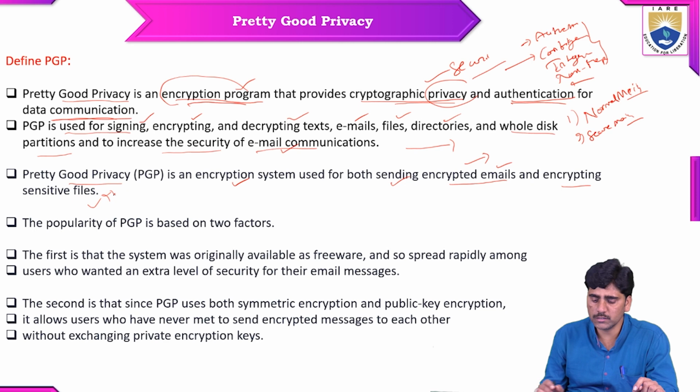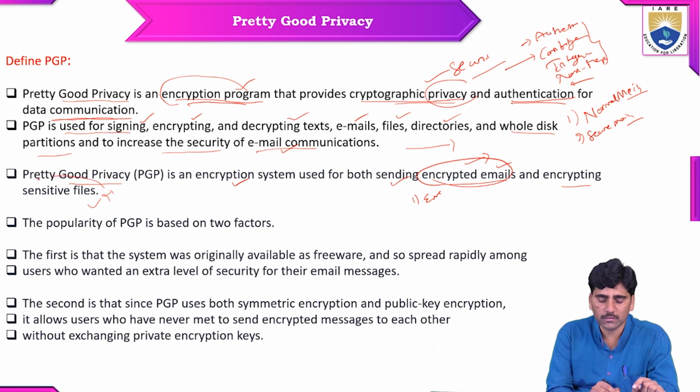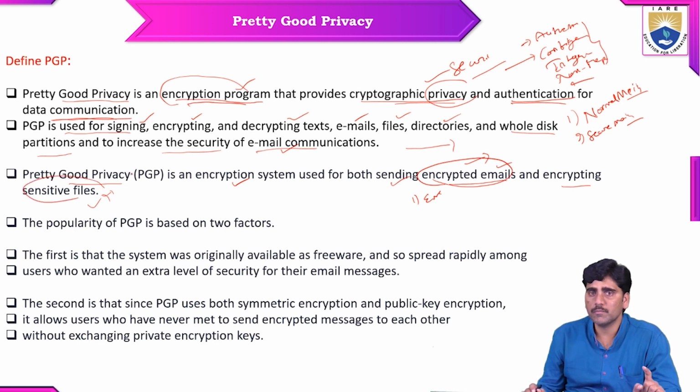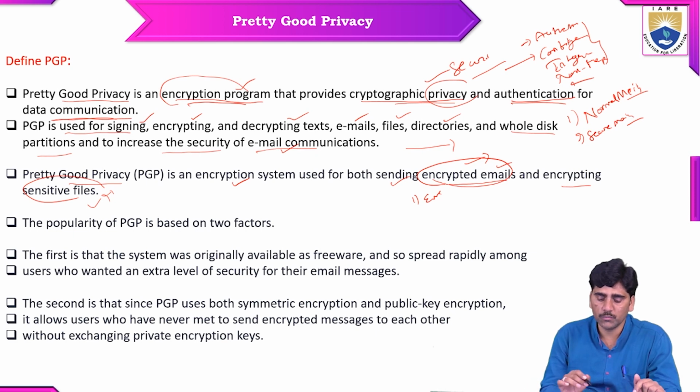One is encrypting mails, and the second one is encrypting files also. We write mails in two ways. One is without a file attachment, and the second one is with attachments. At that moment it provides the encryption system.